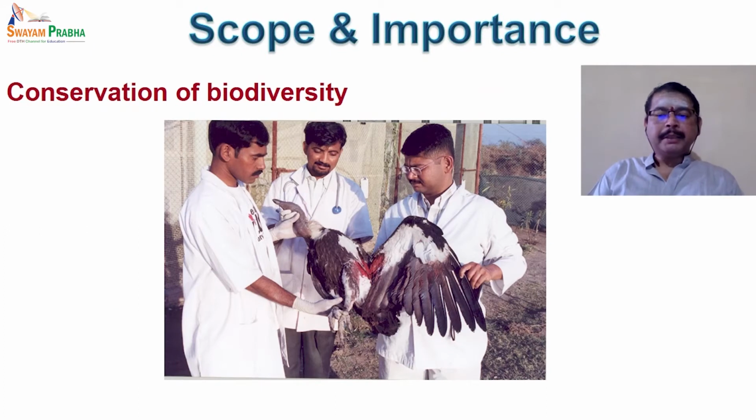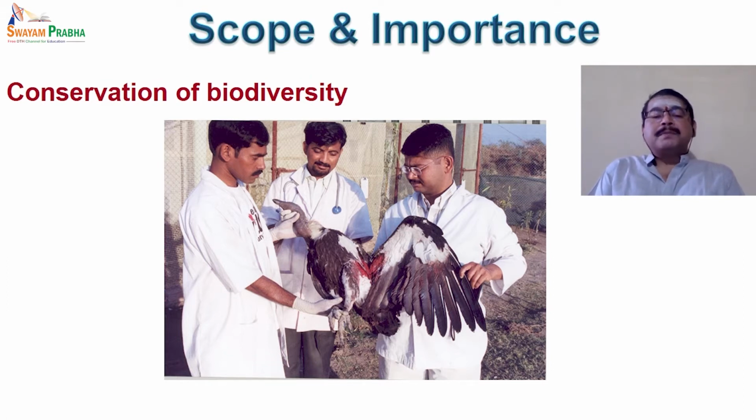Well, continuing the scope, we have to understand the importance of biodiversity, particularly the conservation of biodiversity. Bio means life, diversity means variety. You find a variety of animals and plants in the environment. So how to conserve them is one of the scope or importance we have to understand.